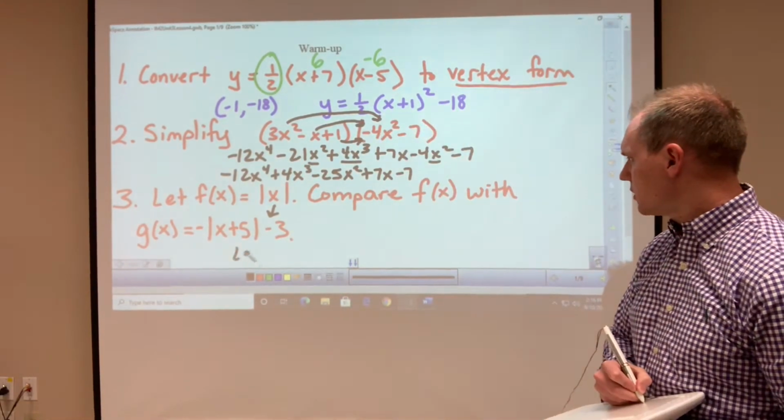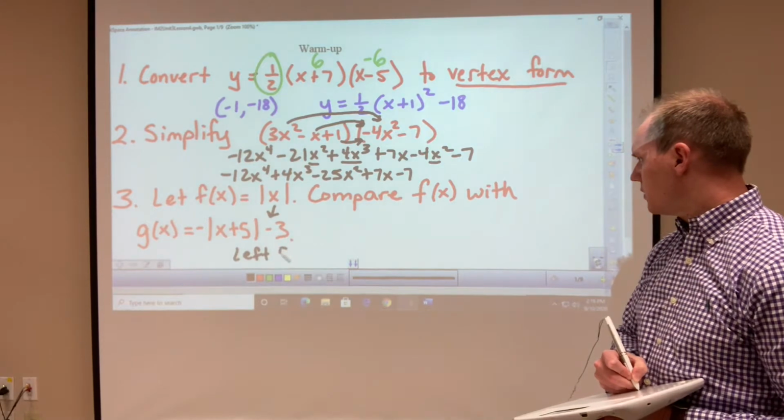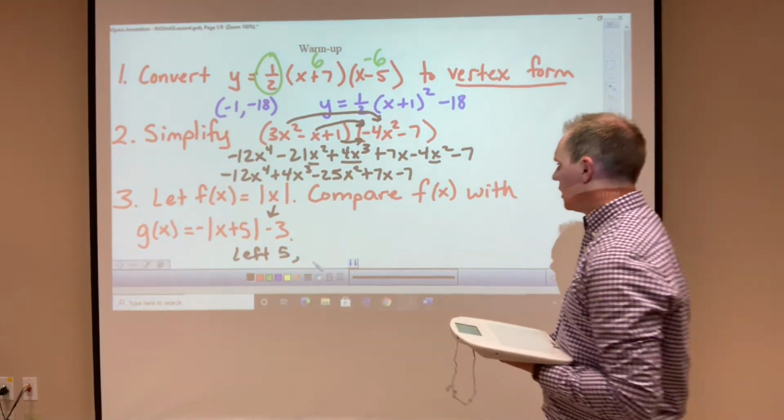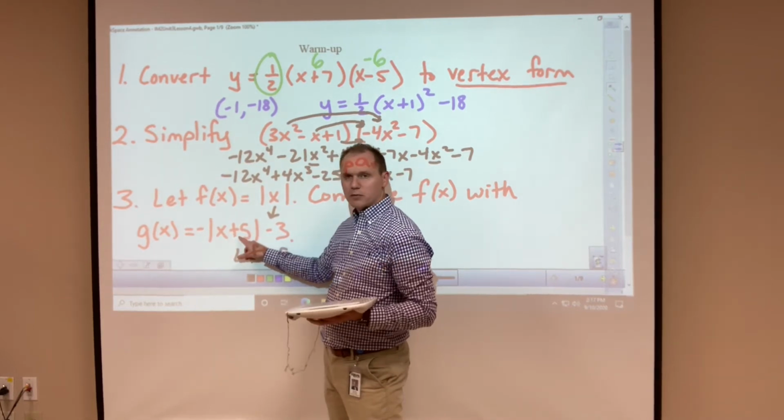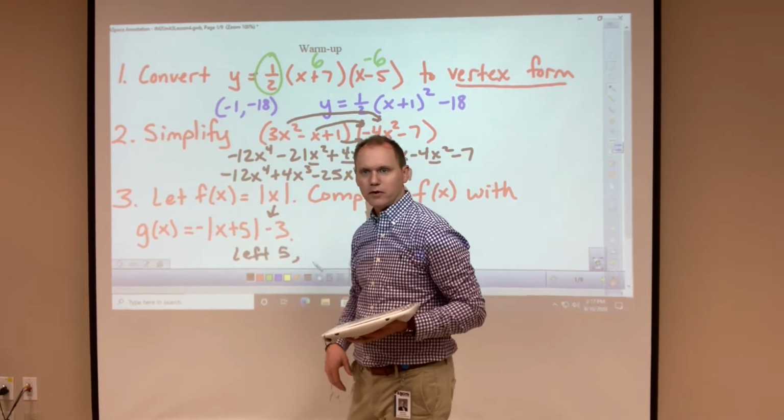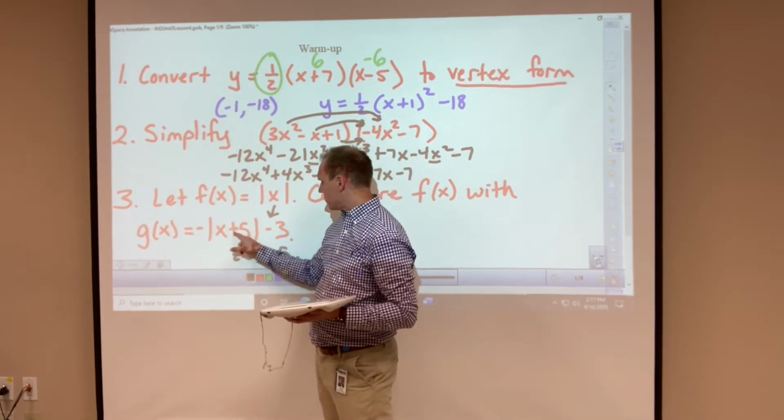So left 5. And then kind of work your way out from there. So left 5, as we talked about in a video a long time ago, why that is, but it's left 5.